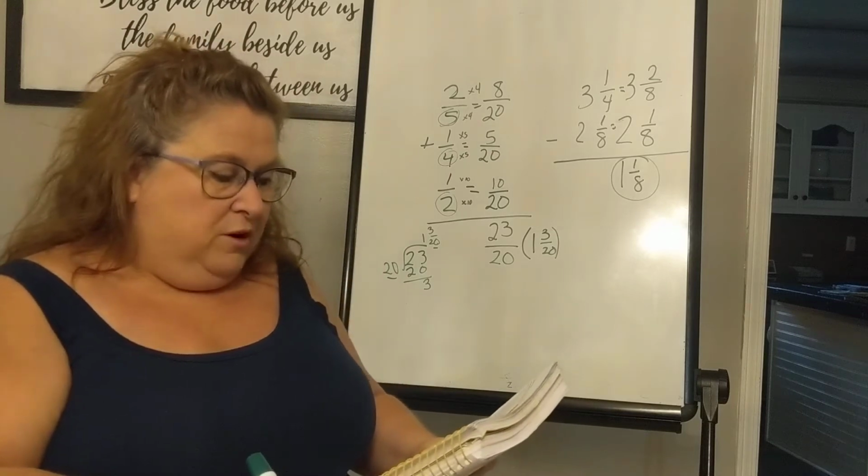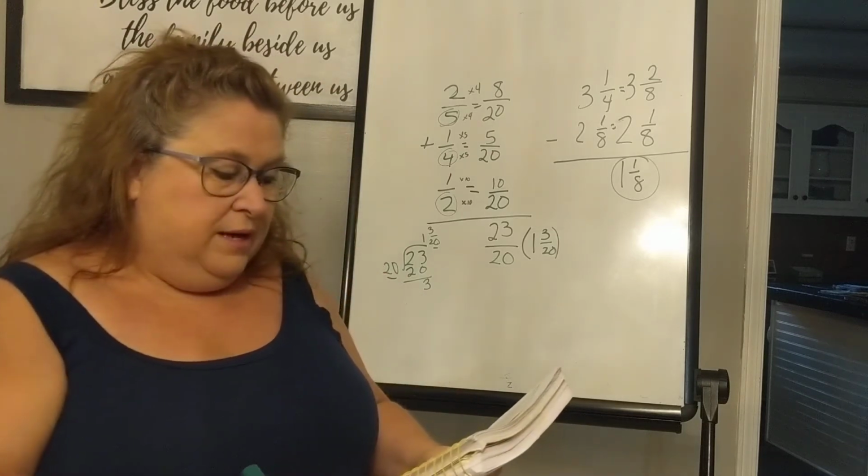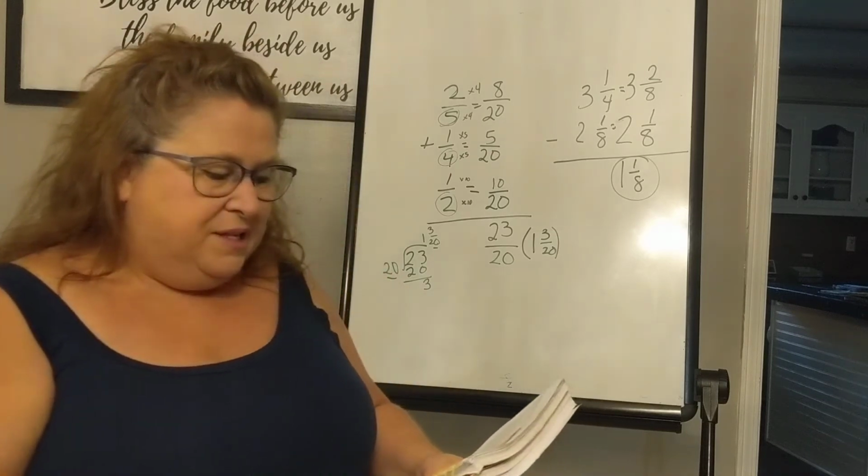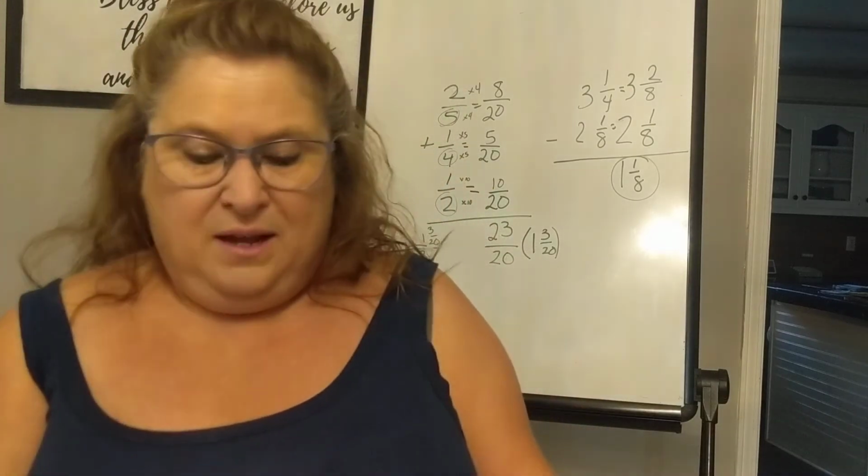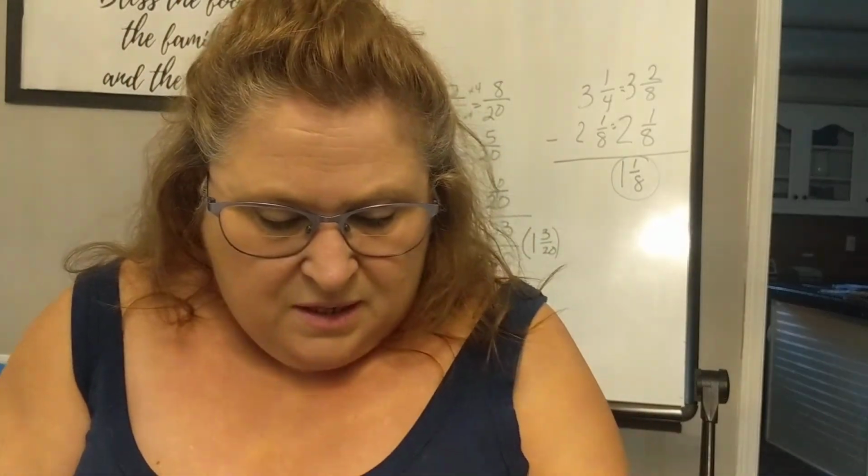Look on page 145 at section 1, letter A. We have 3/8 equals blank 16ths. So 8 times what equals 16ths? 2. So 3 times 2 equals 6. We're just making equivalent fractions. 9 times what equals 27? 3. So 5 times 3 equals 15.